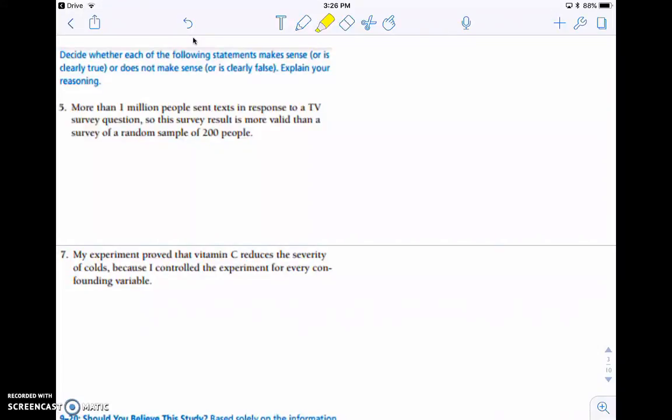So now let's put some studies in front of us, and first we're just going to decide whether each of the following makes sense or does not make sense, and then explain why we feel so. So the first one says, more than 1 million people sent texts in response to a TV survey question. So this survey result is more valid than a survey of a random sample of 200 people. Okay, so here, at least for me, this does not make sense.